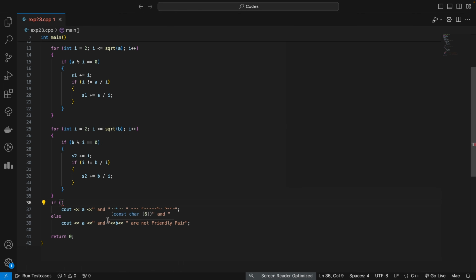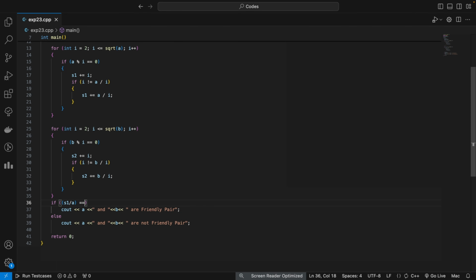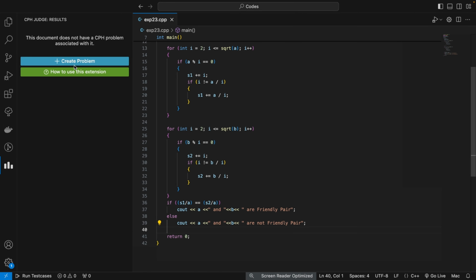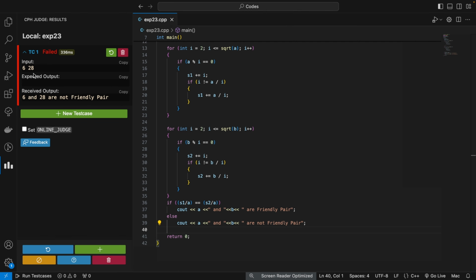So in the condition, basically what we need to check is if my s1 divided by a is equal to s2 divided by a. If this is the case, then both the numbers are friendly pair, otherwise they are not. Let's run it and give something like 6 and 28. We got that 6 and 28 are not friendly pair.